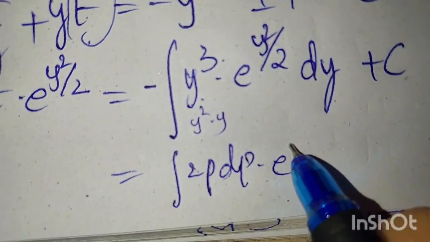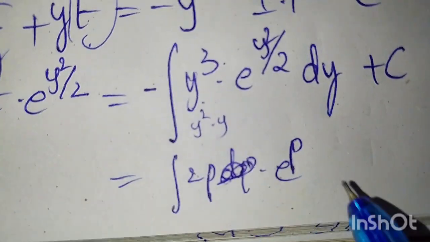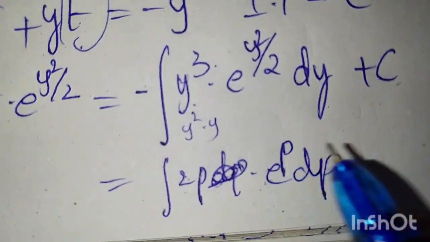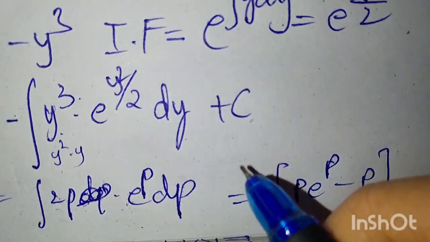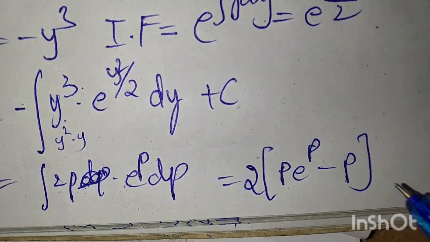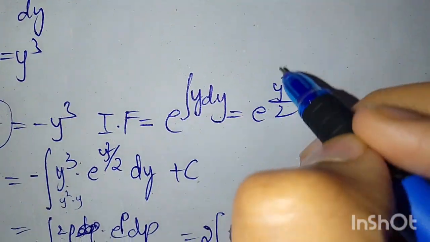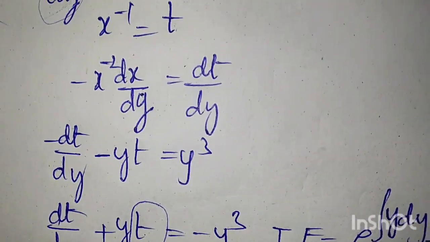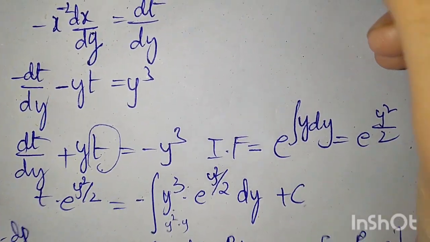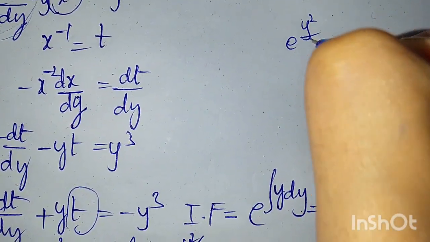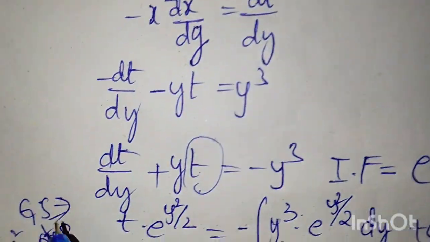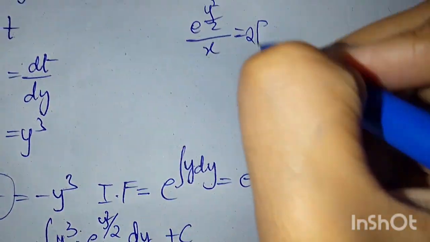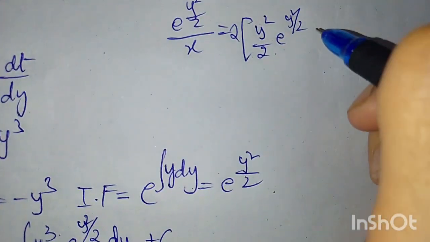So it is like this. P e power p, which is p e power p minus p. Okay, so your final answer will be t into e power, what is t value? X power minus 1 means 1 by x. So e power y square by 2 by x is equal to 2 into, what is p value? Y square by 2. So y square by 2 e power y square by 2 minus y square by 2. So this is your final answer.